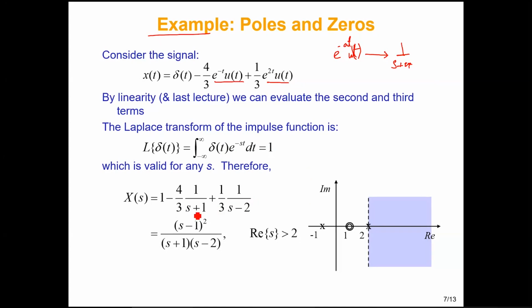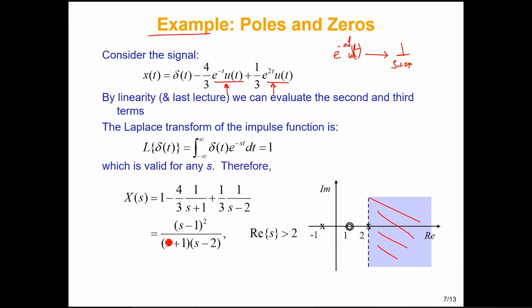Okay, so both these poles are coming from causal signals, so the region of convergence would be the right hand side. So we can just mark the poles, this pole coming at s equal to minus 1, this pole coming at s equal to 2. Both are causal, so the region of convergence is to the right of the rightmost pole, right here.